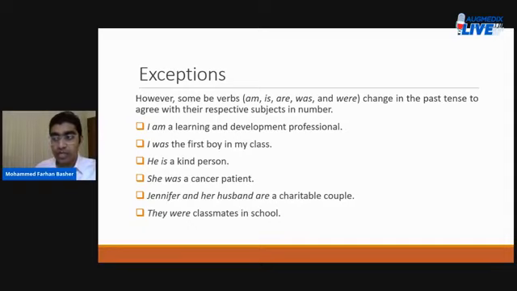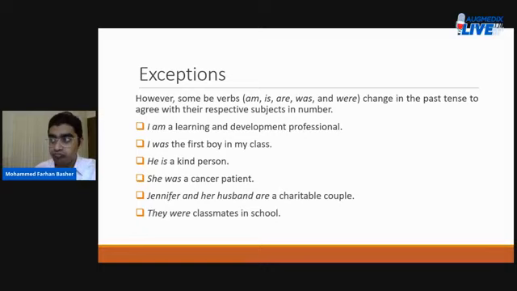I am a learning and development professional. I was the first boy in my class. He is a kind person. She was a cancer patient. Jennifer and her husband are a charitable couple. They were classmates in school, right? So these be verbs do change and agree with their subjects, even in the past tense.